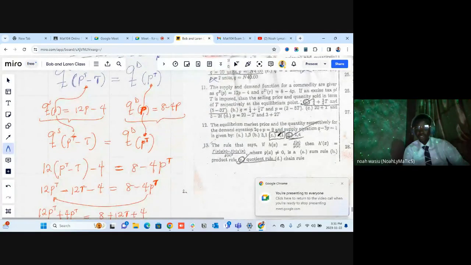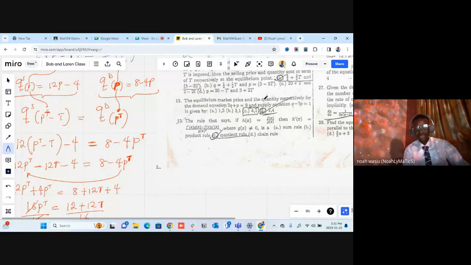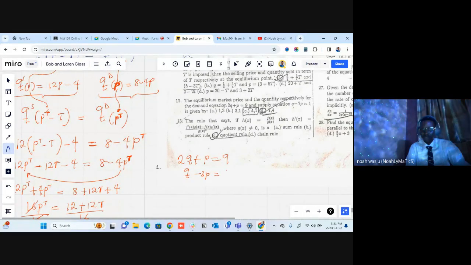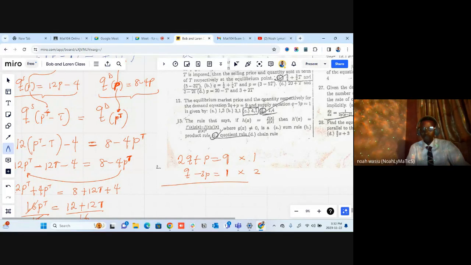So let's just continue. For question number 12, the equilibrium market price and quantity, do you remember what you are going to do? Simultaneous equation. Same thing for this one. I have this as 2q plus p equals 9, and I have q minus 3p equals 1. You can just use your calculator to solve this one and then you get the answer. Multiply this one by 1 and this one by 2, the coefficient of q.